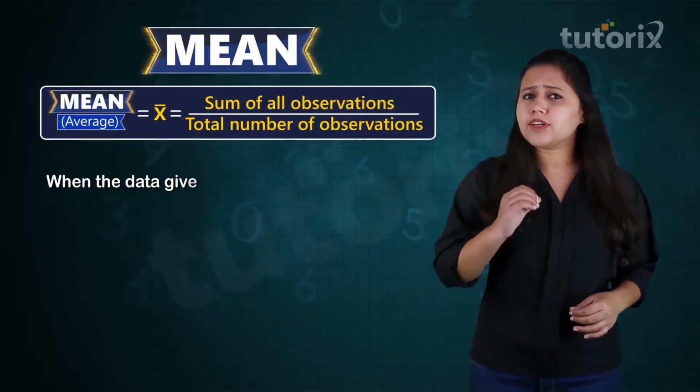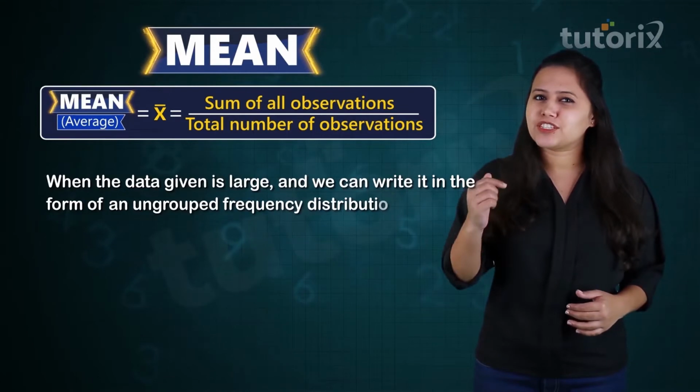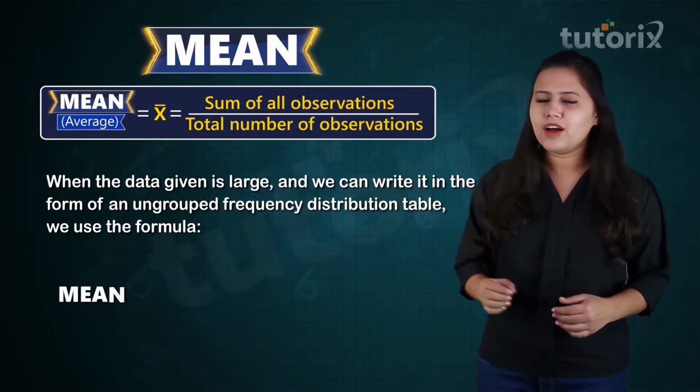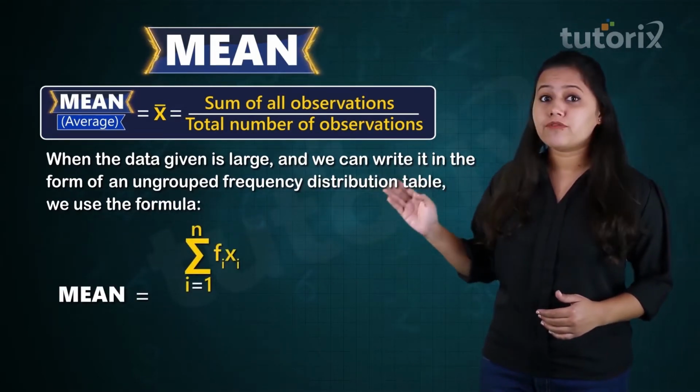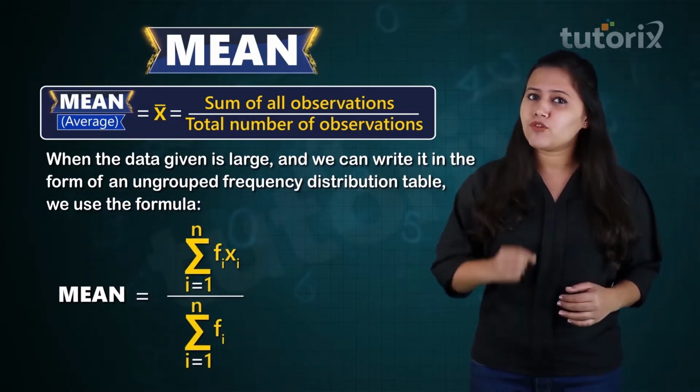Also, when the data given is large and we can write it in the form of an ungrouped frequency distribution table, we use the formula mean is equal to summation fi xi divided by summation fi. We use the letter sigma for summation.